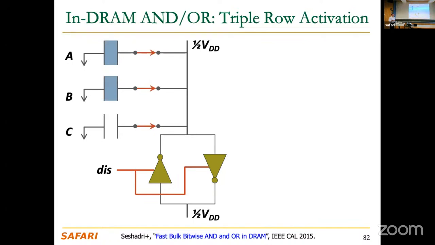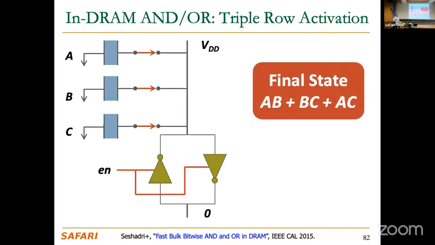So this is leading to a higher voltage, and the result is the majority of A, B, and C, which is one, or VDD. The voltage is going to be perturbed towards VDD. It would be the same if, let's say, B and C were discharged and A was discharged: the voltage would be perturbed to zero in this case. This is what we call a triple row activation, because we're activating three rows at the same time and allowing these three rows to perturb the bit line simultaneously instead of going sequentially one by one.